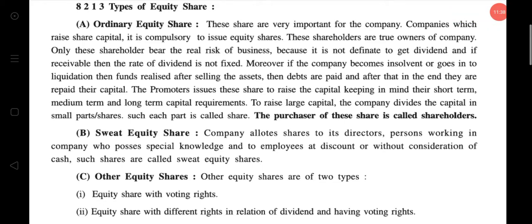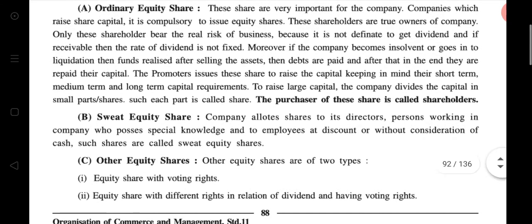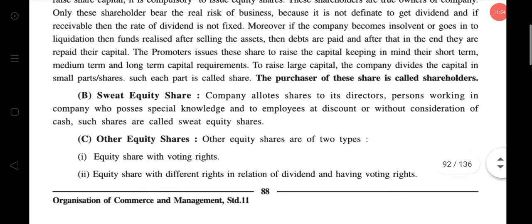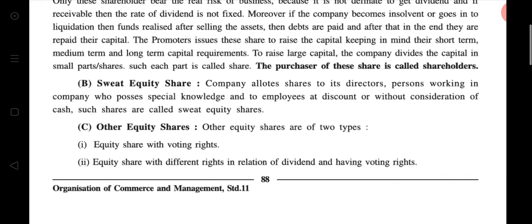Within 20 seconds, you have to complete the revision, okay? Just go through the topic and underline the important points. Okay, done. Good.